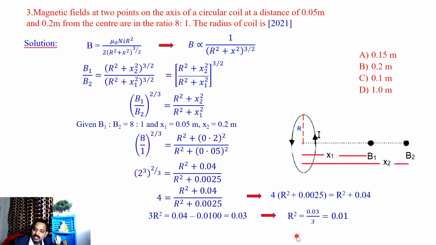If you want to find r, we have to move the square to the right side, then you will get r is equal to root over 0.01, that is equal to 0.1 meter, my dear student. So we got radius 0.1 meter. So from the given options, the answer is option C, my dear student. That's about this problem. Next we will go with another problem.